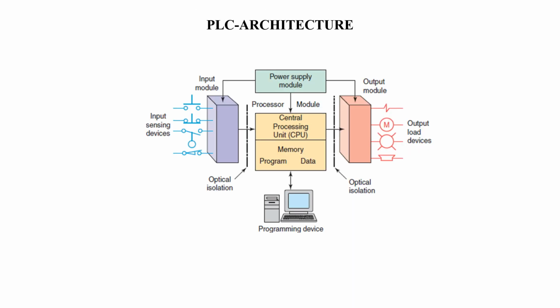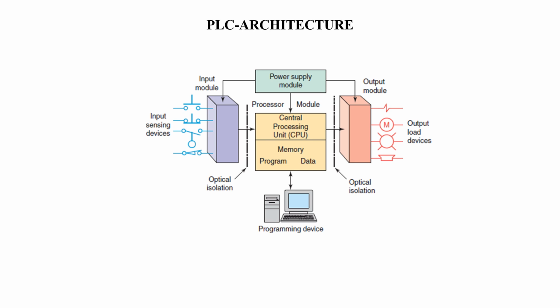Next is the PLC architecture, which has an input module where the signal from the plant is fed to the module with the help of a sensor. It may be in the form of a switch. And the output from the PLC is fed to the plant with the help of an output module, which is nothing but the load, for example a motor, which is the actuator. Between the input and output modules, there is a CPU, which is the heart of the PLC. In addition to that, it has a memory, which may be a program or a data memory, and all these elements are connected with the power supply module.